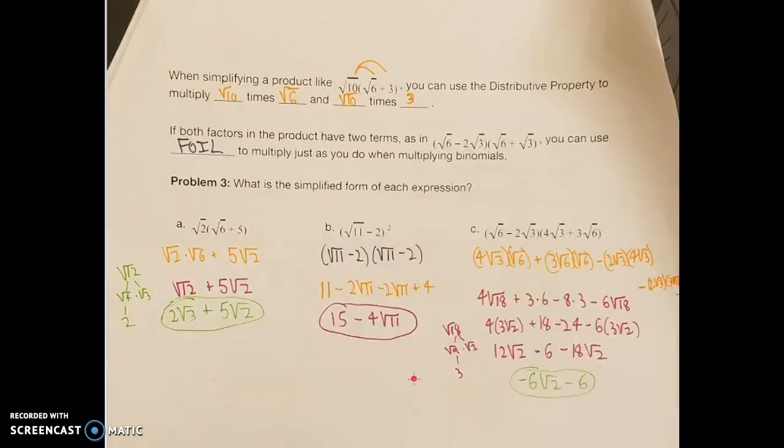And if I want to simplify a product like rad 10 times the quantity rad 6 plus 3, I can use the distributive property to multiply rad 10 times rad 6 and also rad 10 times 3.